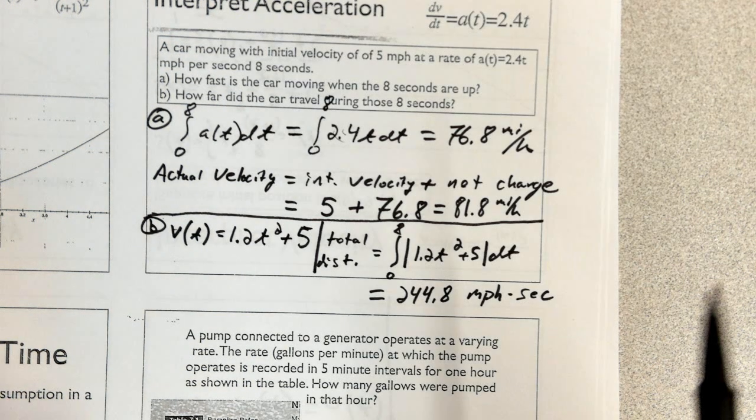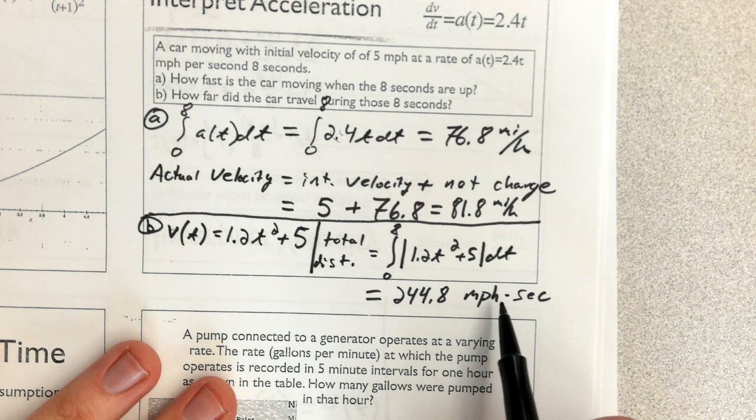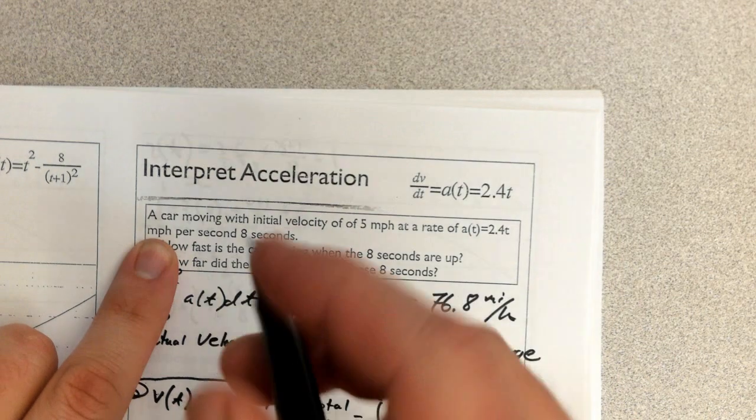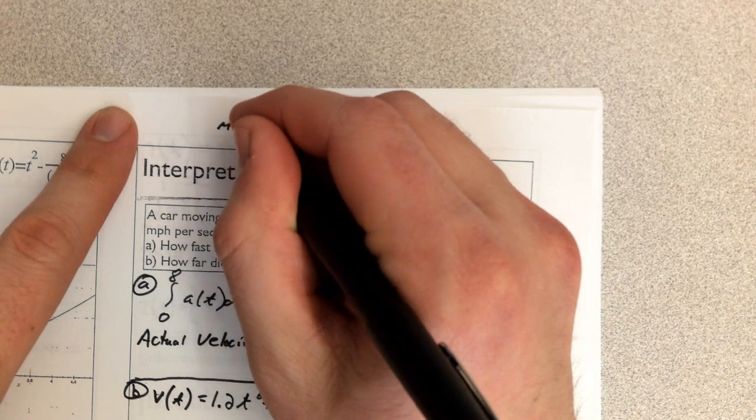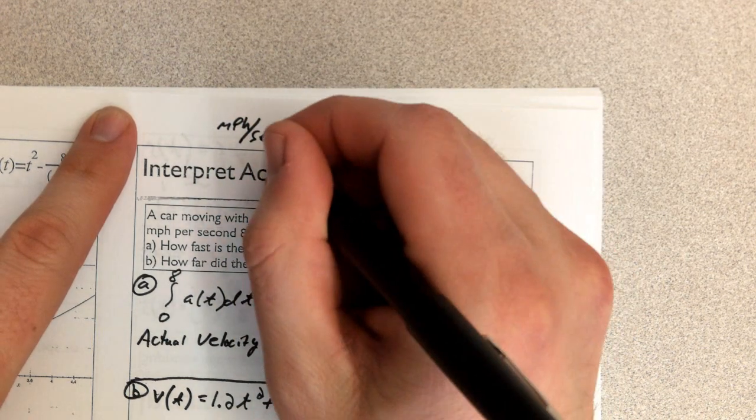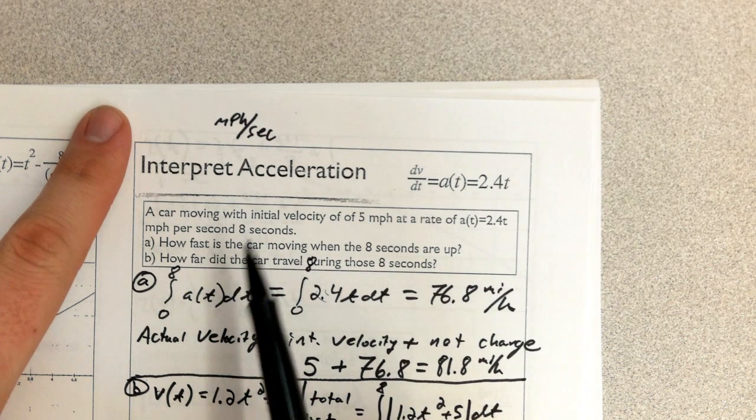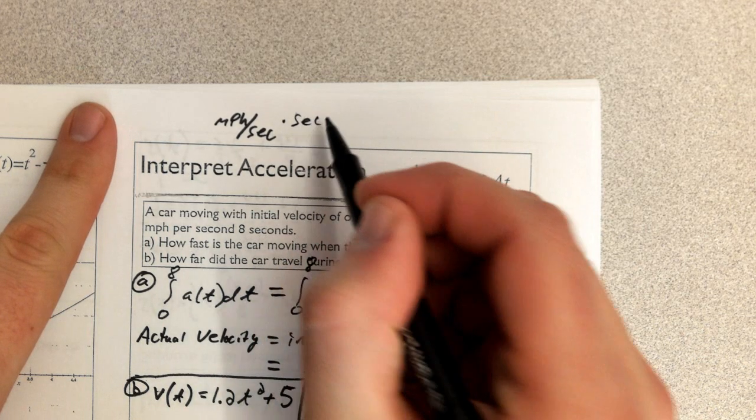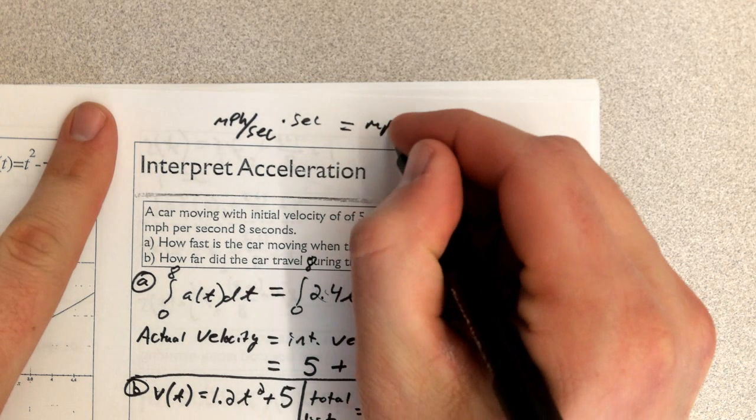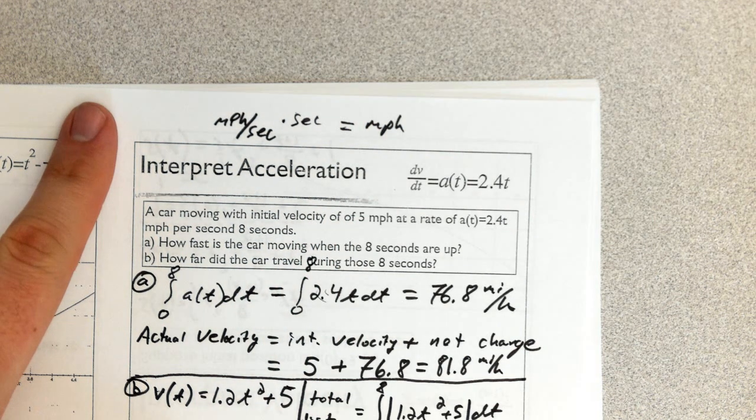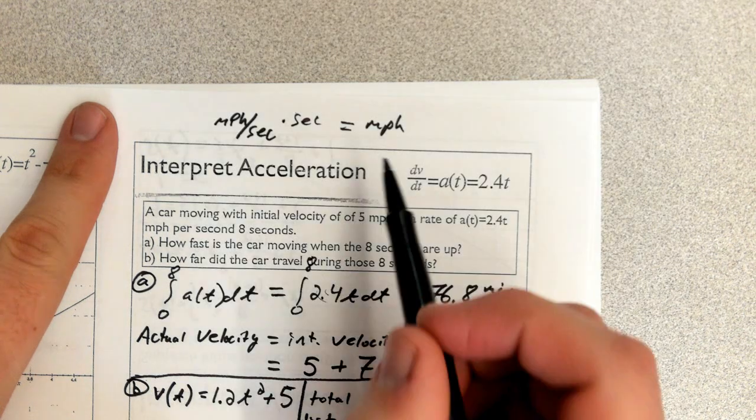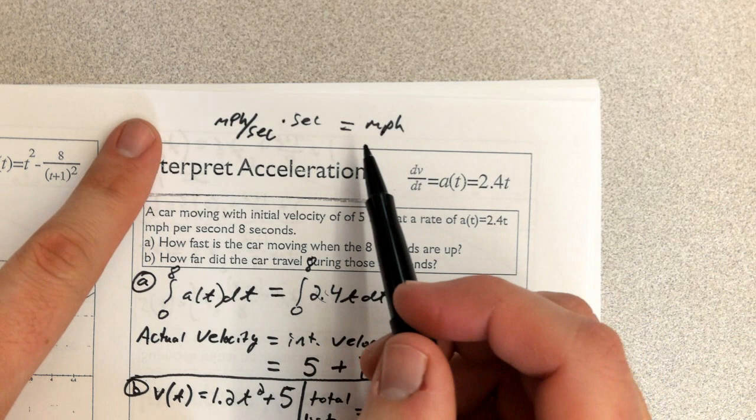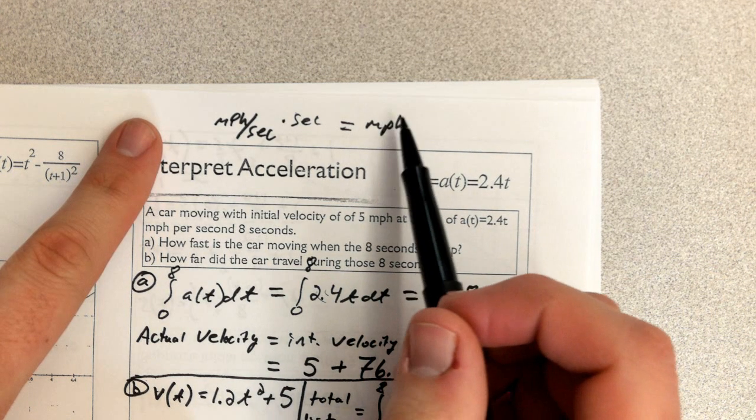The way you can think about this is if I start off as miles per hour per second, like that. When I take the first antiderivative to get to velocity, I'm multiplying by seconds, which gives me miles per hour for my velocity. And then if I want to jump from velocity to position or distance, I'd be multiplying by seconds again.